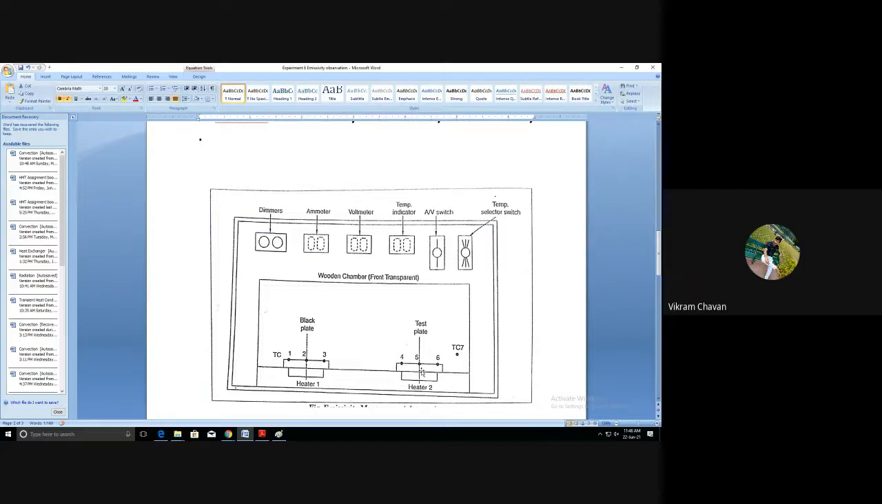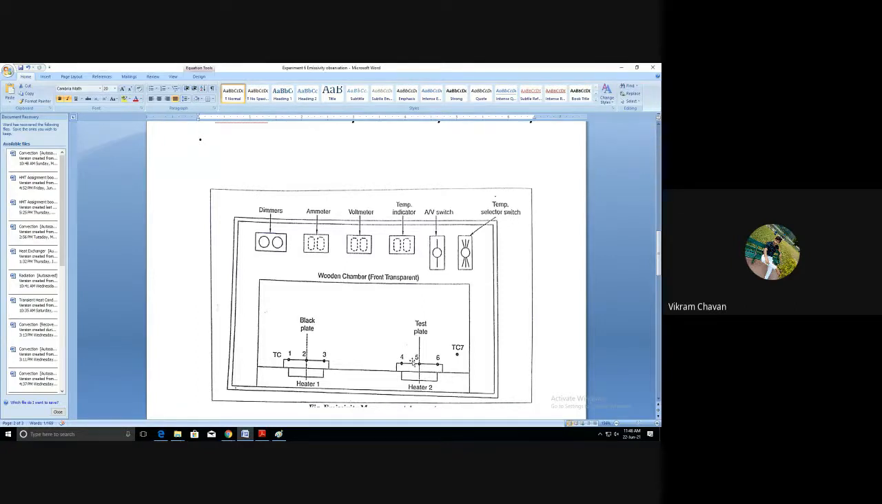It doesn't matter what the initial temperature of the two bodies is, both bodies emit radiation. Both have some emissivity, and both bodies will absorb radiation. After some time, both bodies will attain equilibrium with each other, that is, the black body temperature or black plate temperature will be equal to the test plate temperature or gray body temperature.